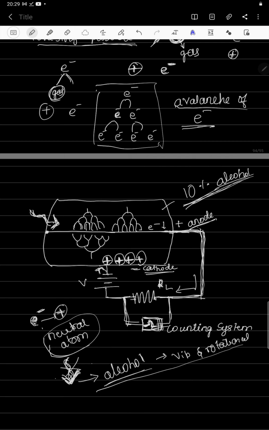So this brings change in the vibrational and rotational energy of the alcohol. Now the photons which are generated during this recombination phenomenon are not going to produce any further avalanche of electrons. Only the particle or radiation which enters produces the avalanche of electrons, and that only we are going to detect in the counting system as a result of potential drop across the very high resistor. So that's why we use the alcohol, in order to cancel out these photons.